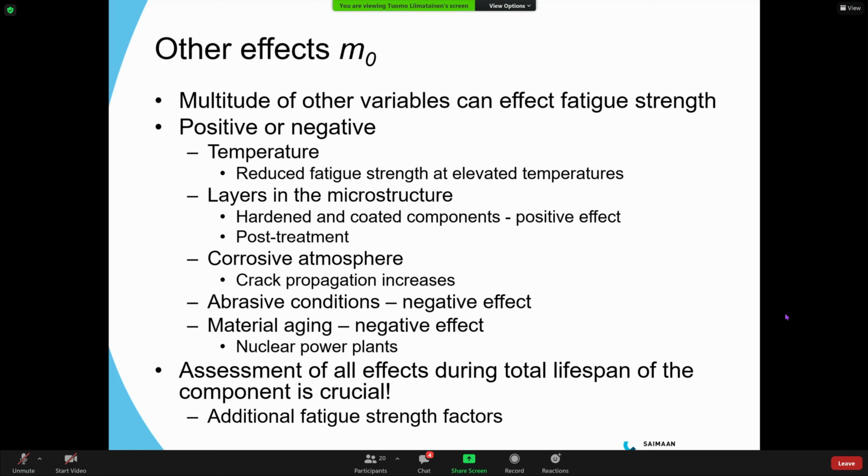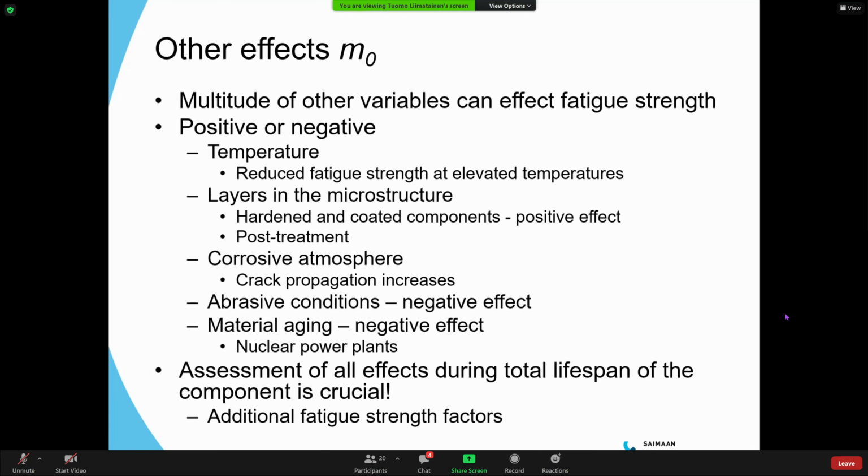Abrasion is something you might need to take into account. That is also a negative effect, and in some very special cases also material aging. Maybe not so much with the steels, although also with some steels, but usually with other materials. In nuclear power plants, there are places where the radiation is so high that at least certain stainless steel tends to become brittle. So the high radiation changes the crystal grain structure over time. And if you have a component like that, then you would need to include that in the analysis.